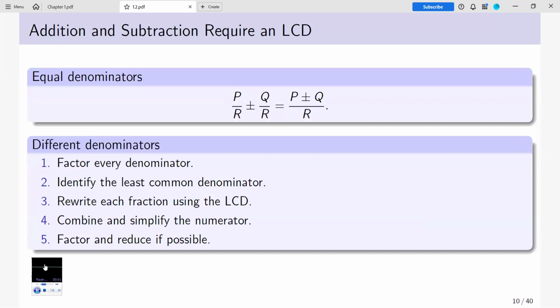Fractions can be added or subtracted only after they share a denominator. The LCD gives them common ground, which is more diplomacy than most fractions deserve.